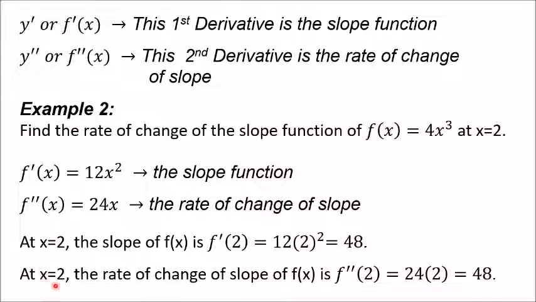And then, when x equals 2, the rate of change of slope naman of the given function is f double prime of 2. Meaning, we have to substitute 2 dun sa second derivative na 24x. So, 24 times 2 because x is 2 and that is also 48. Nagkataon lang na pareho sila, but not all the time ay pareho yan. Nagkataon lang na same sila ng sagot. The rate of change of the slope is also 48 and the slope is also 48.